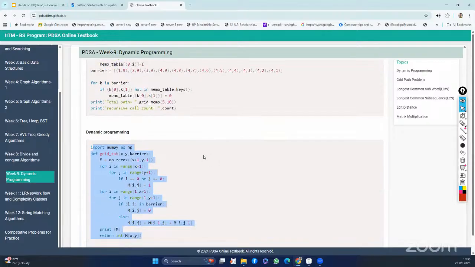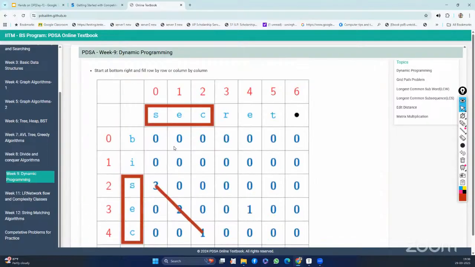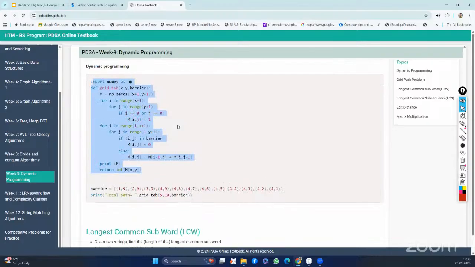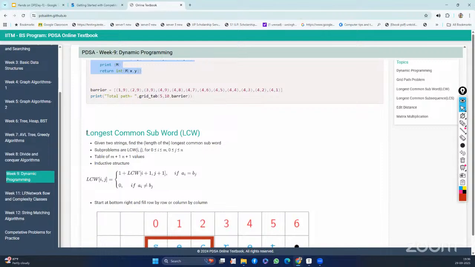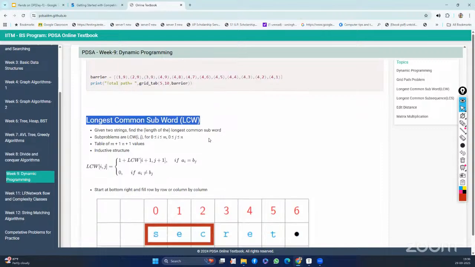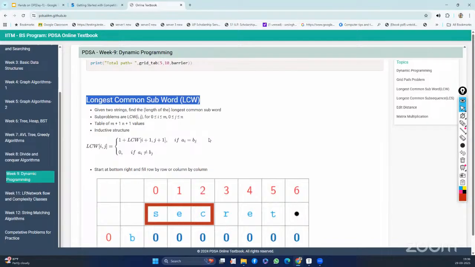So now week 10, week 11, and week 12, these three weeks are all based on dynamic programming. So in this space, you can see this was the solution for the grid. Now you can see the longest common subword. This is also a very standard, common problem.